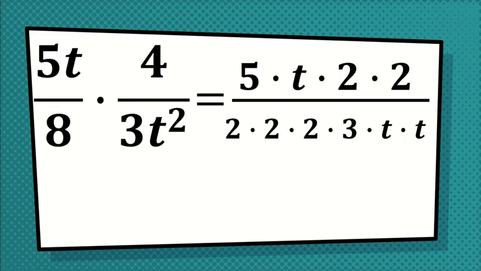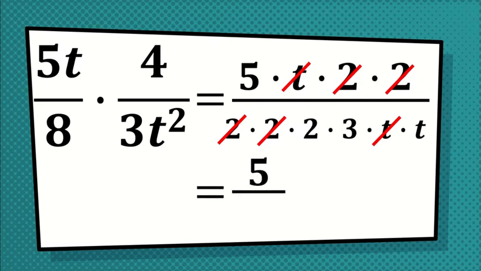And then eliminate the common factors. For our numerator, we have t that matches on our denominator. So we cancel them. We also have 2 and another 2. Then, simplify the remaining factors. So, for our numerator, we only have 5. And then, for our denominator, we have 2 times 3 times t. We will have 6t. Therefore, the product of 5t over 8 and 4 over 3t squared is 5 over 6t.